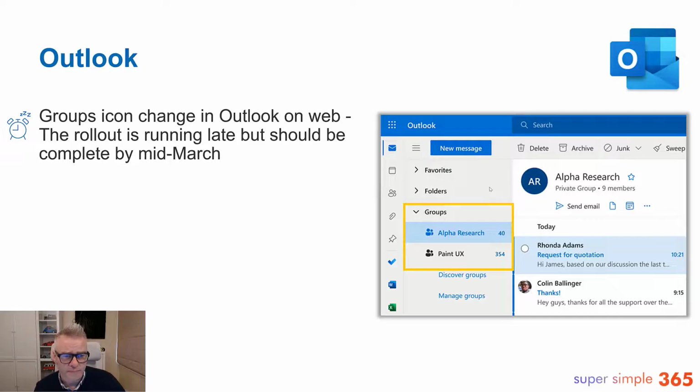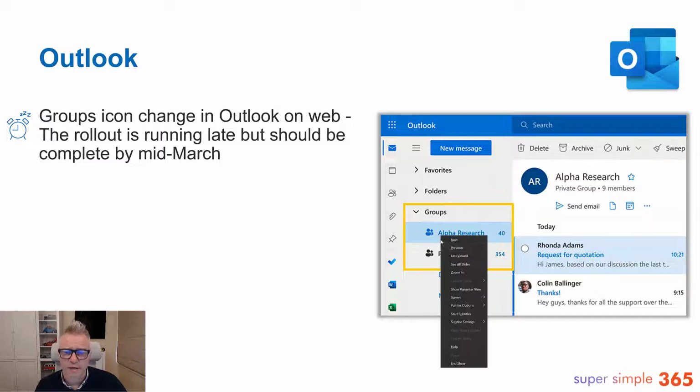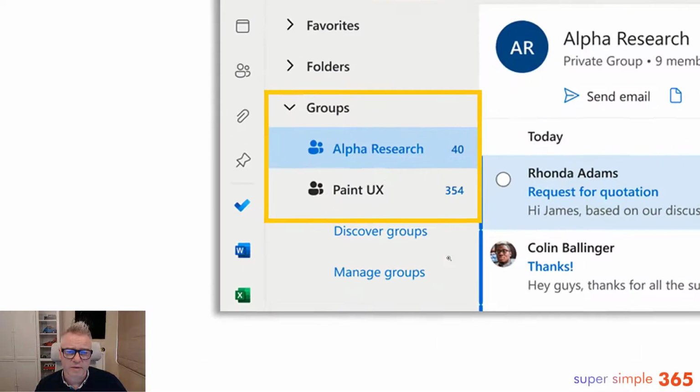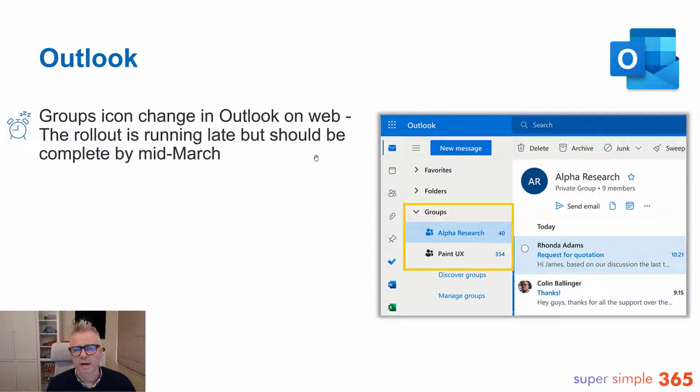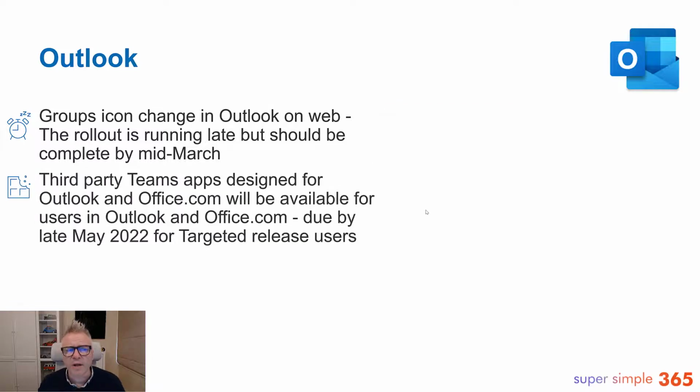Okay, Outlook. So I talked about this before. A little bit of a delay to this change. These groups used to have a folder type icon. Yeah, it was a folder sort of icon, or almost like little books that stacked up. Anyway, it's changing to something more appropriate, like those groups of people. That is due mid-March. Now, I don't know what this is going to look like, so I've just seen a very brief outline of this.